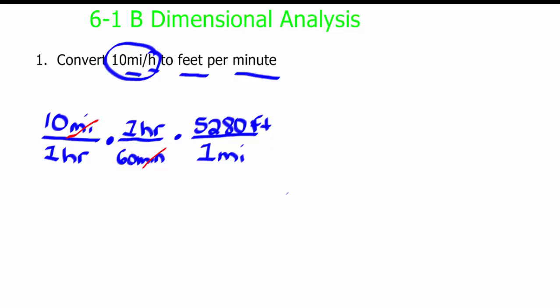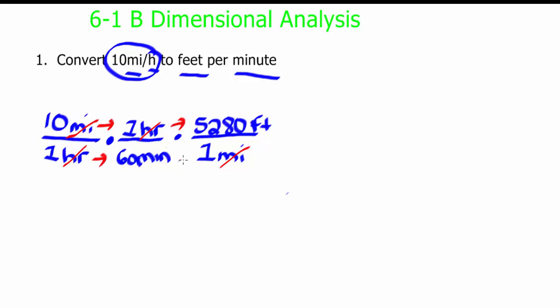Okay, so erase that. Made a little error there. That's not what we want to cancel out. Okay, so this is minutes. Minutes is what we're looking for. We're not canceling that out. So we're canceling the miles and the miles over here, and then our hour and our hour. And now we just multiply across.